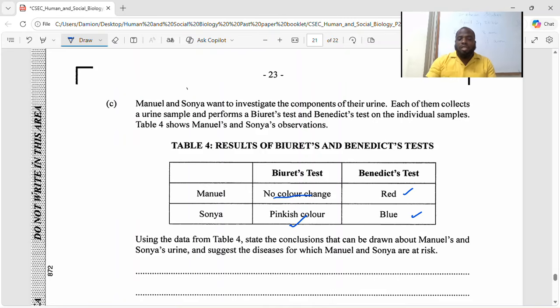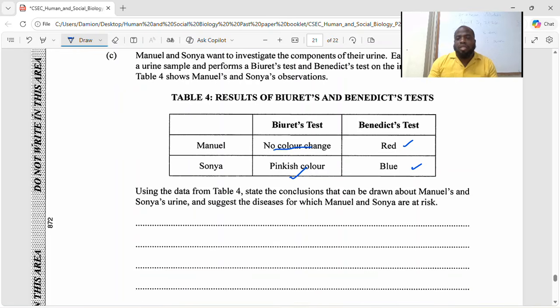So one of the things that you want to talk about is what each of these tests is doing. So the Biuret test is for protein, and the Benedict's test is for reducing sugar, such as glucose.